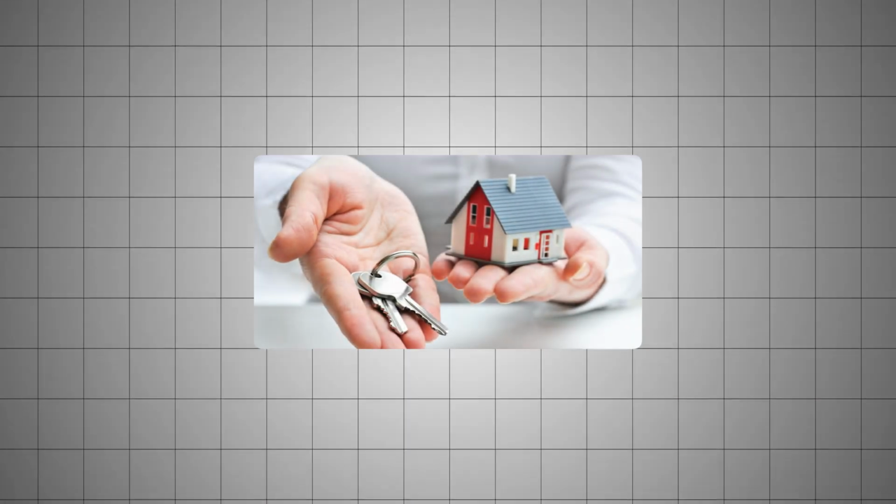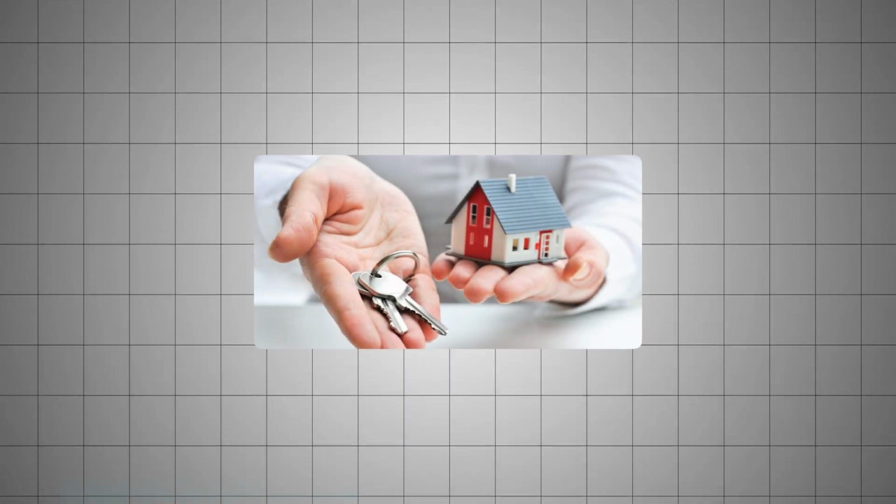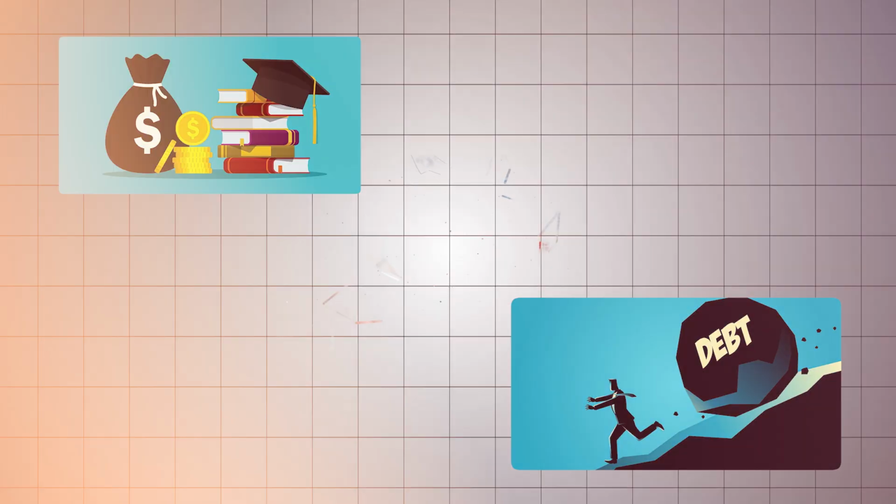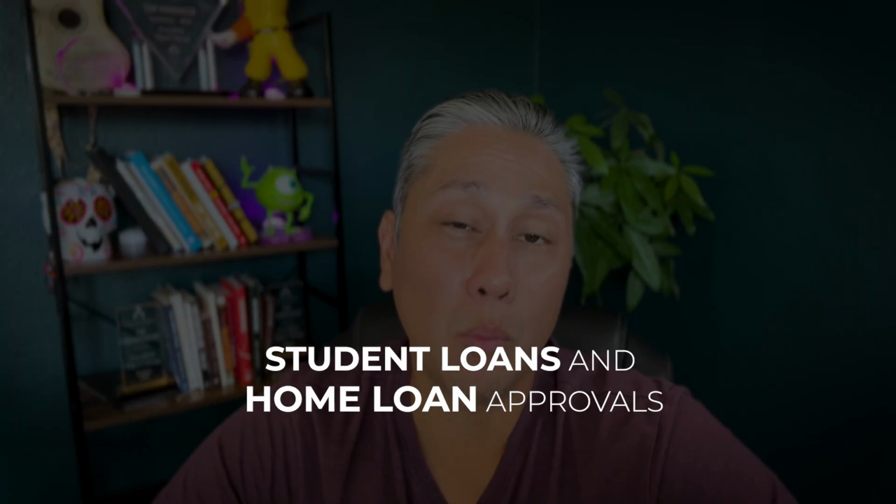If you've been told that you can't buy a house yet because you have student debt or other debts, watch this. I'll explain how lenders actually view your debt, how it affects your approval, and how you can buy a home even if your balances aren't zero. Let's talk about student loans and home loan approvals.